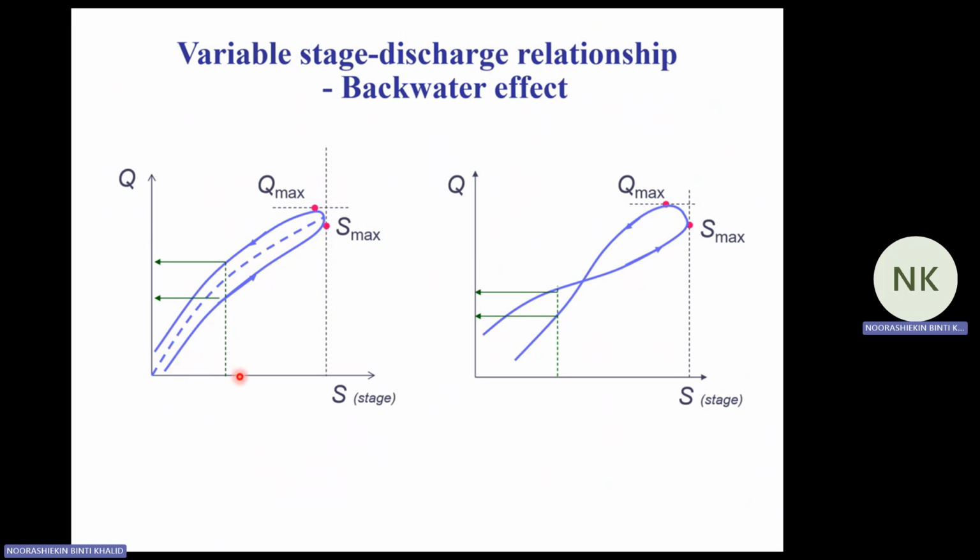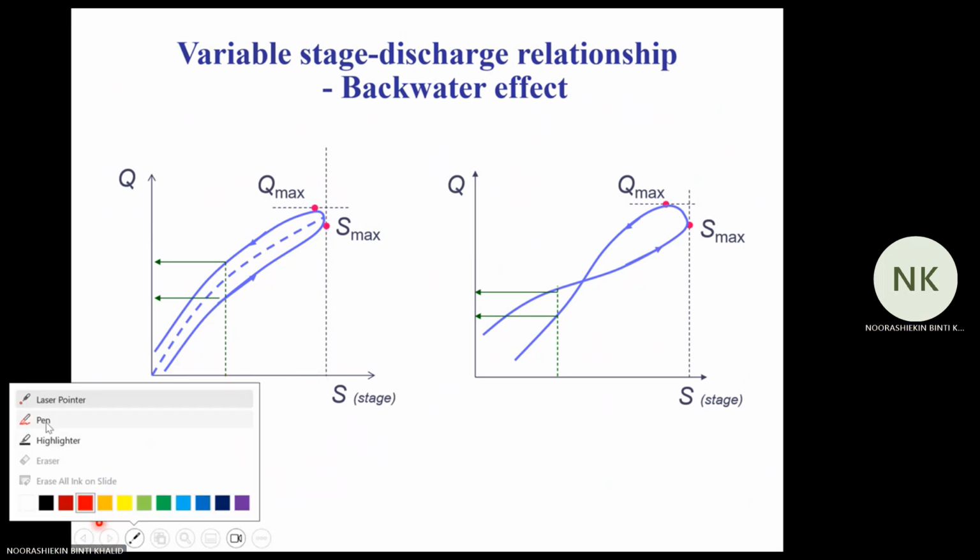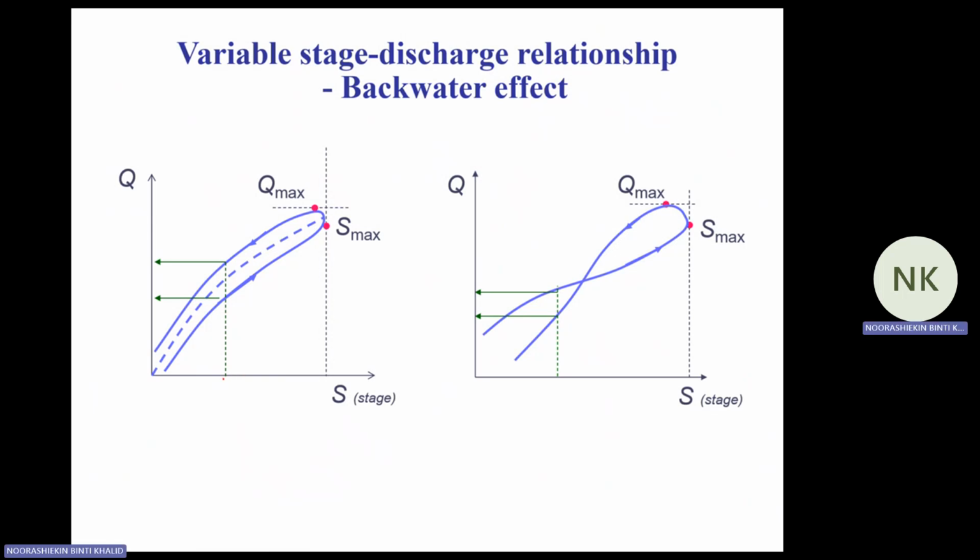Meaning that at the same water level, for example a water level of 2 meters, at 2 meters there are two Q values here. During a flood, there are two Q values here, right?